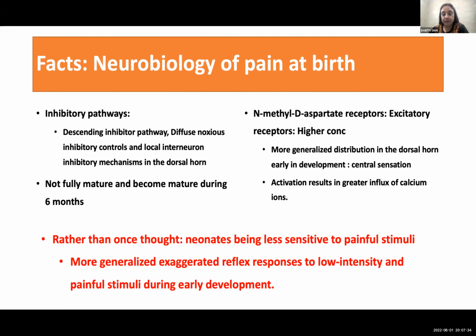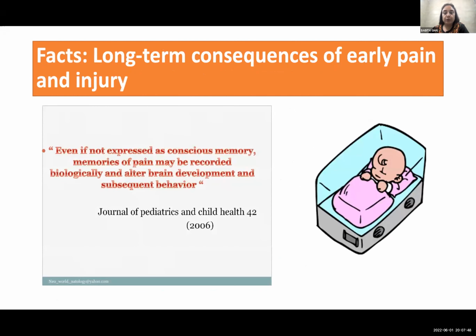response to low intensity fibers, that is A fibers, which can also produce painful stimuli during early development. So let's come out of this myth that children either do not feel pain or have less pain. Also, the once-held thought that because of cortical immaturity pain may not have long-term implications is totally wrong, and that myth needs to be broken. Even if the pain is not expressed as a conscious memory by the neonate or the infant, the biological impact is long lasting, and it can alter brain development in the longer term and may lead to hyperalgesia and behavioral changes later in life.